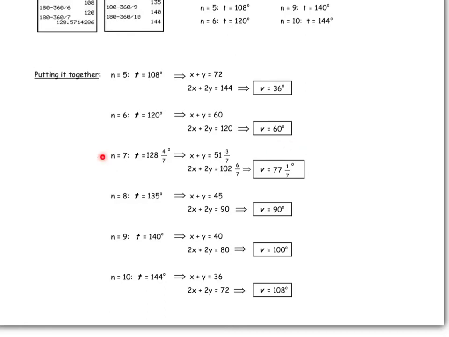I did this over and over again. For each one of the T's that I found in step 2 of my process, I found out what x plus y was, doubled it, subtracted it from 180, and got 77 and 1/7, 90, 100, and 108. These are the answers to the question.